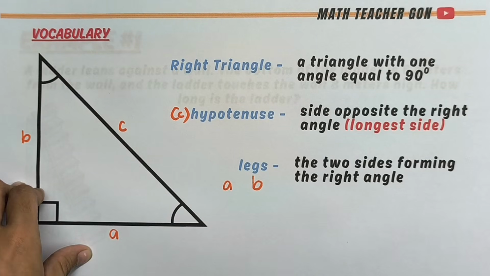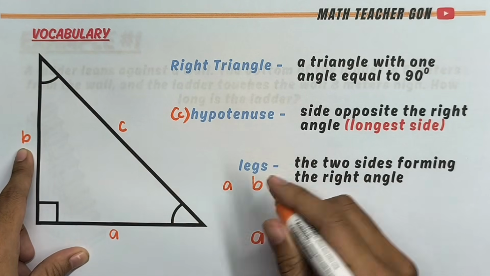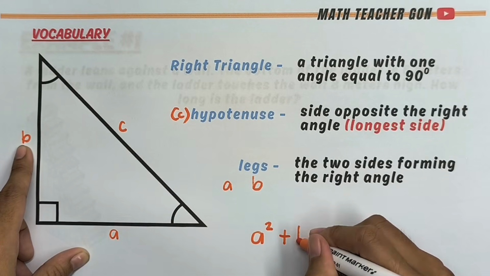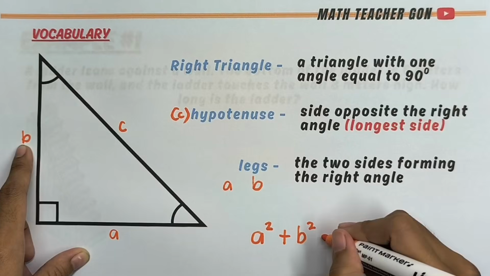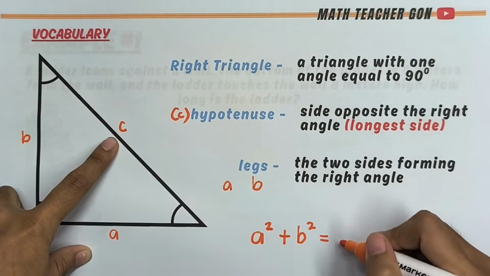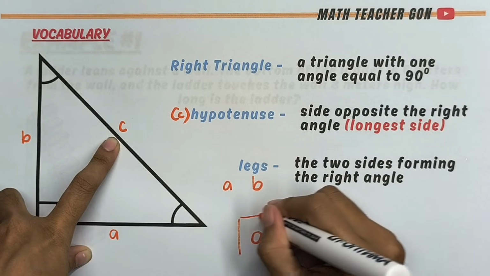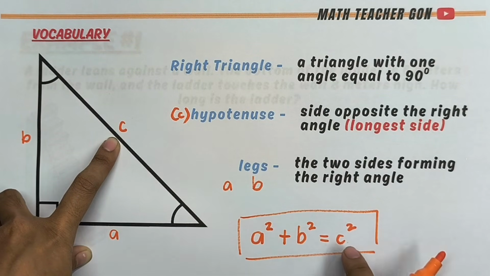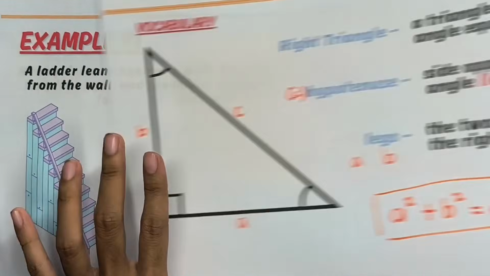For the formula of the Pythagorean theorem, it is the sum of the squares of the two legs. So let's have A squared plus B squared. So the sum of the squares of the two legs is equal to the square of the hypotenuse. So you will be using this formula: A squared plus B squared is equal to C squared. Let's apply this formula to the examples.